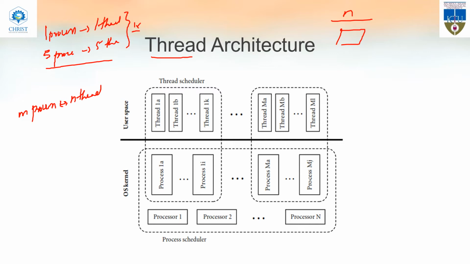But the problem is, if a process has a lot of threads in it and one of the threads goes for a system call, then the process needs to be stopped. When the process stops, no other threads will be able to execute, because all the other threads are inside this process.